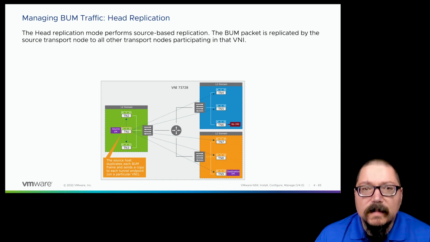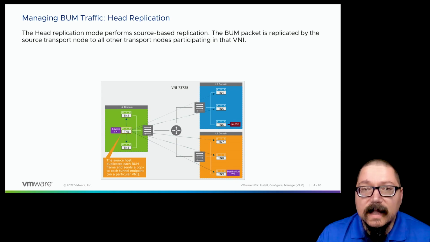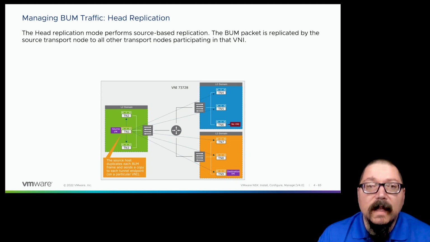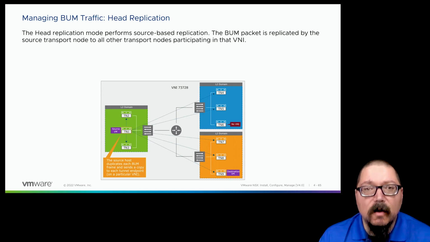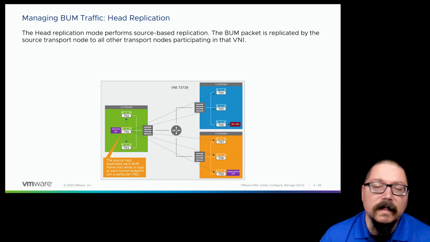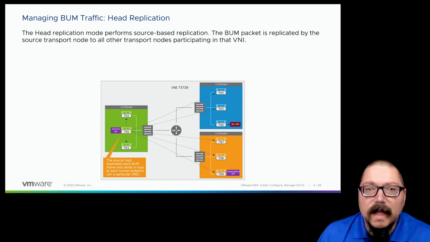Well, with head-end replication, we're going to look at that tunnel endpoint table, and transport node 1, where the broadcast is being sourced, is going to make lots of copies of that frame and send 1 frame to each possible destination tunnel endpoint. When that Geneve packet gets there, we're going to open that up and see that it's a broadcast and flood that to the local host switch. So that's what we're doing with head-end replication.